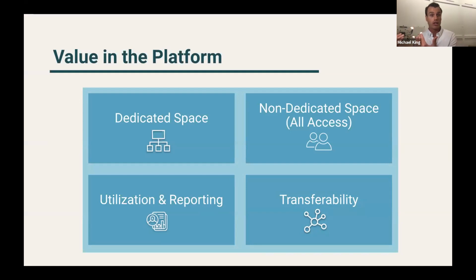to be able to have a really sustainable yet dynamic real estate portfolio or distributed workforce.